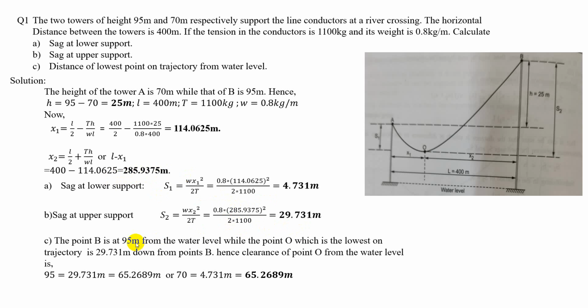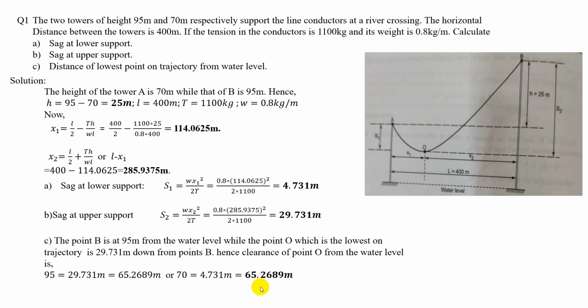We get the sag at the upper support as 29.731 meters. The point B is at 95 meters above the water level, while the point O, which is the lowest on the trajectory, is 29.731 meters down from point B. Hence, the clearance of point O from the water level is this height minus this height: 95 minus 29.731, which is 65.2689 meters. Or we can also take it from the lower support: the height of A, 70, minus 4.731, which is 65.2689, the same.